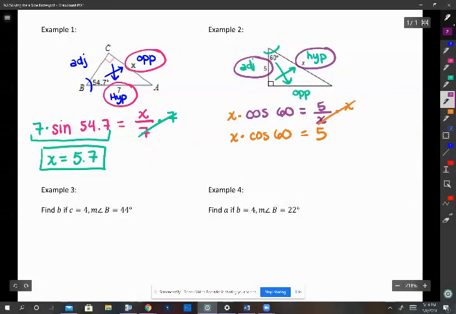And now I want to have x by itself. So I'm going to have to get rid of cosine of 60. It's connected through multiplication, so we do the opposite, which is divide. And we're going to do that to both sides.